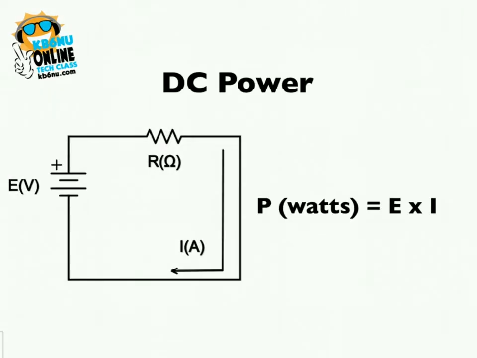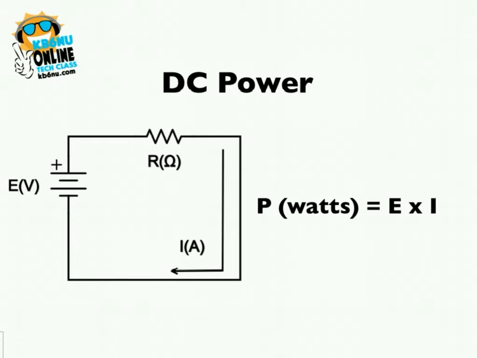Now, let's talk about DC power. Power is the rate at which electrical energy is generated or consumed. Power is measured in watts, and the letter capital W is the symbol we use for watts. Question: which term describes the rate at which electrical energy is used?